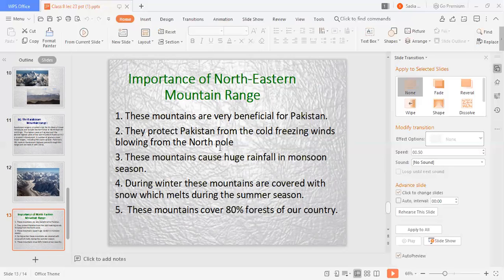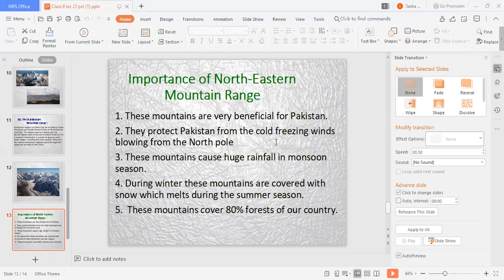यानी ये पाकिस्तान को प्रोटेक्ट करती हैं कोल्ड फ्रीजिंग विंड से जो नॉर्थ पोल से आती हैं। आपको पता है नॉर्थ पोल से आने वाली हवाएं बहुत ज्यादा ठंडी होती हैं, फ्रीजिंग पॉइंट तक होती हैं। और अगर ये जो नॉर्थ ईस्टर्न माउंटेन्स हैं ये ना हो तो पाकिस्तान के तमाम शहर जो हैं, ये तमाम इलाके जो हैं वो कोल्ड फ्रीजिंग विंड से नहीं बच सकते, उन जमा देने वाली ठंडी हवाओं से नहीं बच सकते। तो ये प्रोटेक्ट करती हैं। How can they protect our country from the cold freezing winds? Anyone can tell me? Please give me the answer in your chat box.